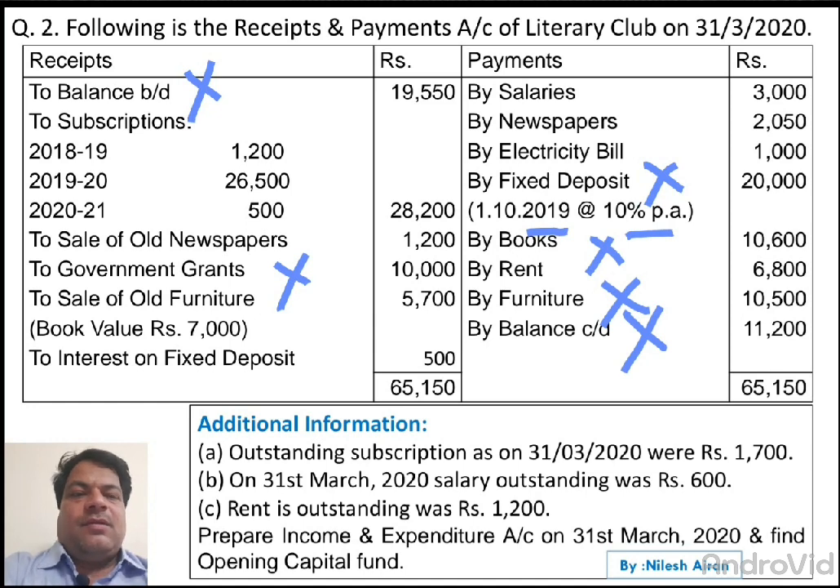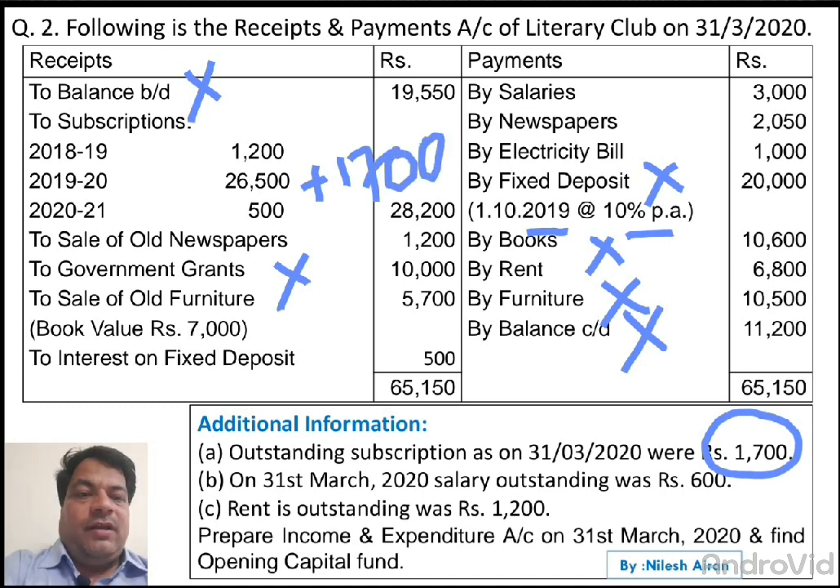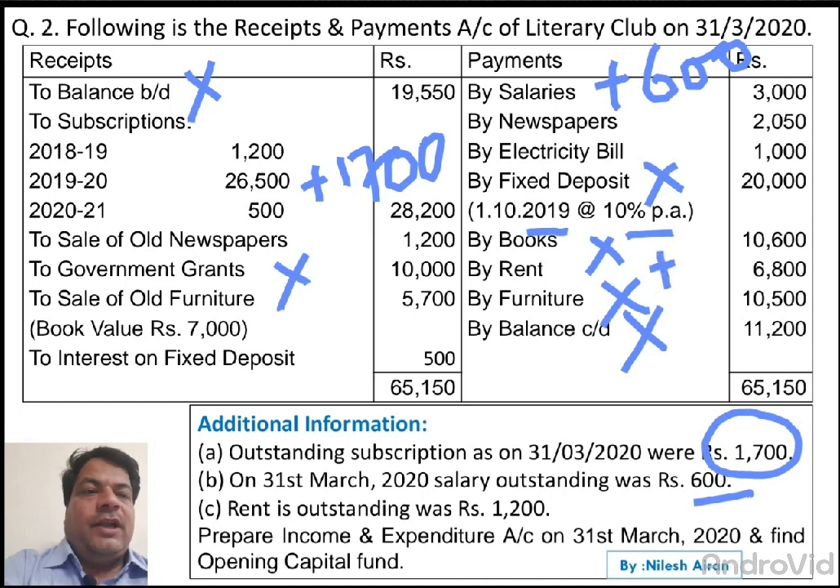Outstanding subscription. Outstanding subscription for the current year we are given here as rupees 1700. This will be added to the current year's subscription. Then we are given outstanding salary of 600 rupees. The 600 rupees salary will be added to the salary account. Then we are given that rent is outstanding, rupees 1200. So it will be added to the rent account. Then we are asked to prepare the income and expenditure account and find out the opening capital fund.